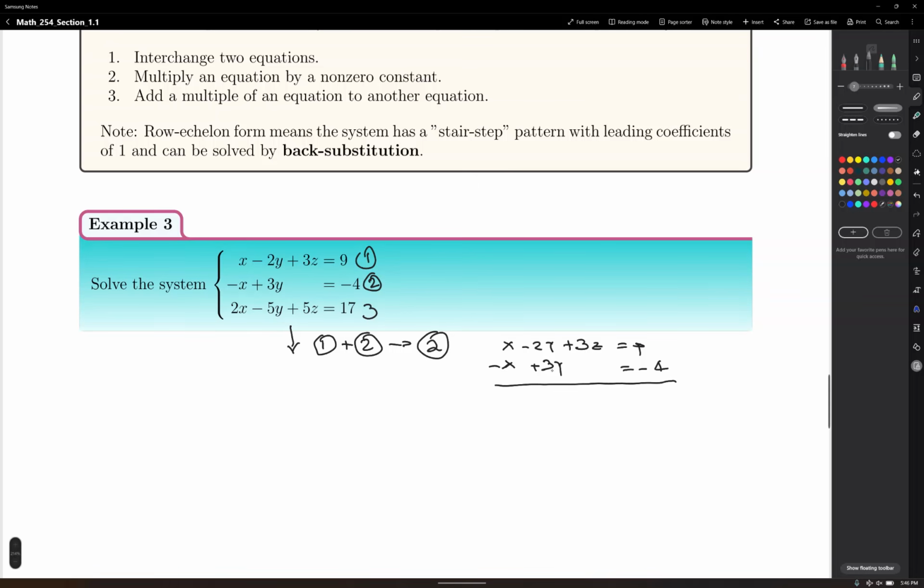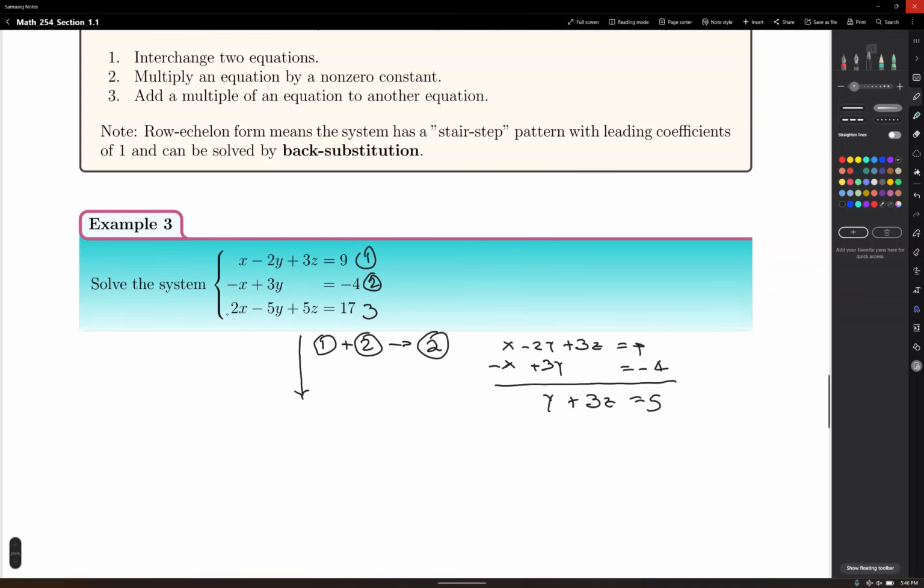The x's cancel, 3y minus 2y, is that just y? And then 3z plus 0, that's just 3z. And then 9 minus 4, is that equal to 5? So that's going to be our new equation 2. And at the same time, guys, we can do, let me actually make this longer.